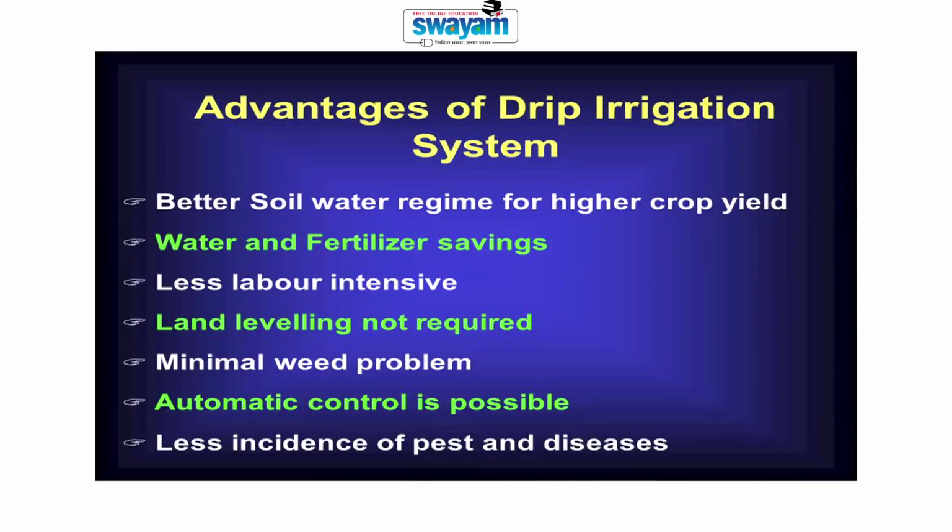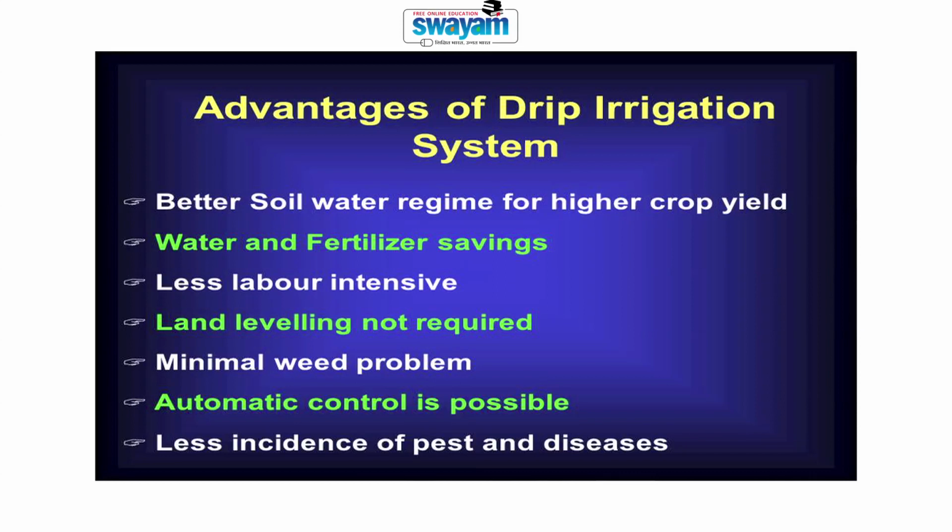What are the advantages of a drip irrigation system, or point-wise or drop by drop irrigation system? It provides a better soil water regime for a better crop yield, and water and fertilizer savings. You need very little labor, and only a little skill is required. You do not need land leveling, which is required for other irrigation methods.